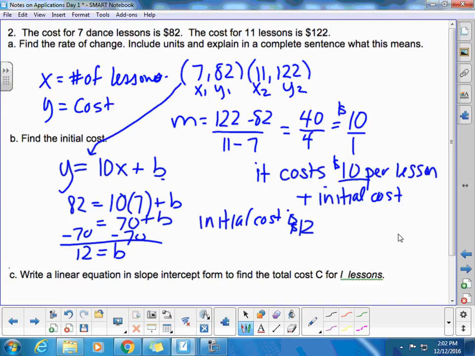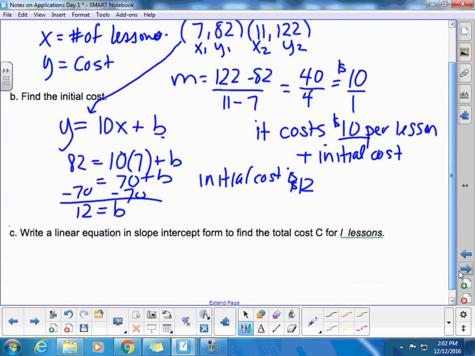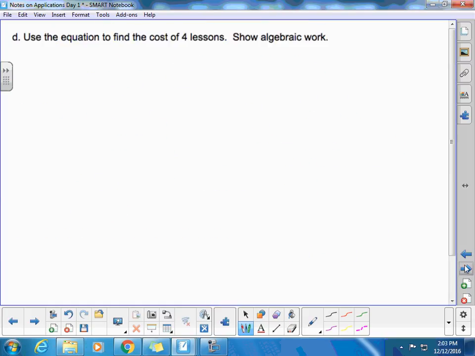Write a linear equation in slope-intercept form to find the total cost for lessons. I already did it. So they're going to change our variables. Our y is c. Cost is 10 times L plus 12. That is the linear equation in slope-intercept form for our story problem or the graph.